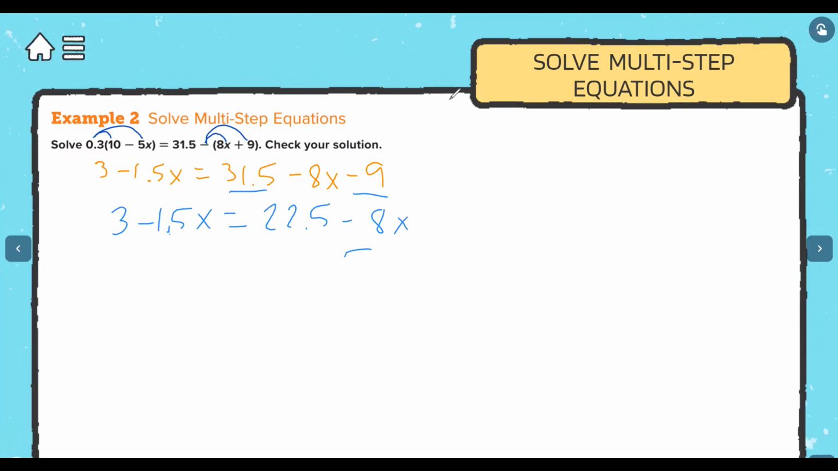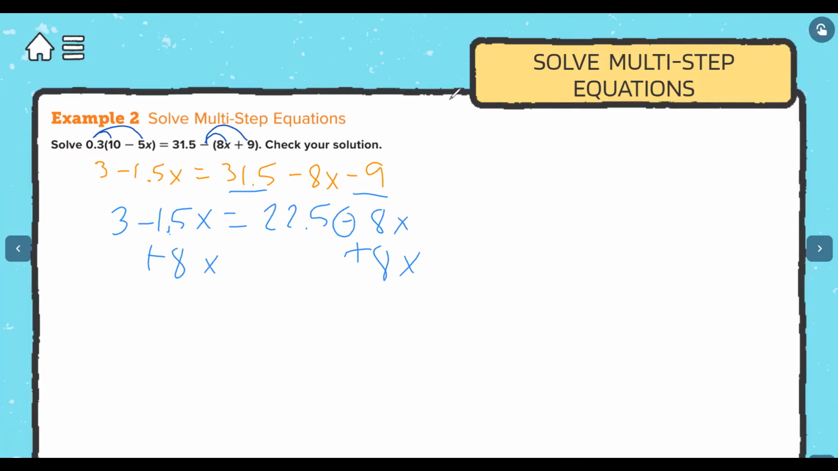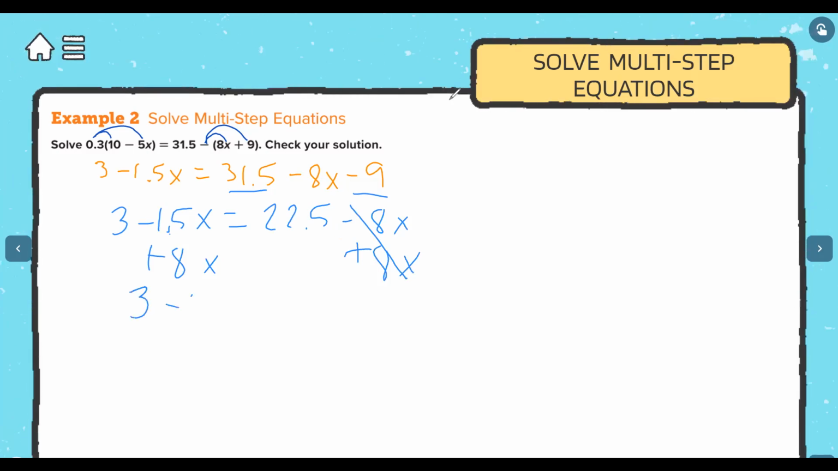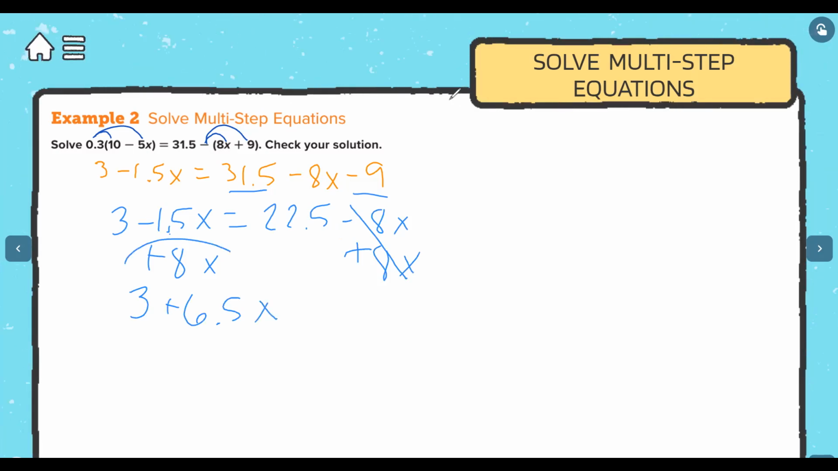What we're going to do is combine the ones that we can, or we're going to pass it to the other side. If it was a negative 8x, we have to put a positive 8x, so we can eliminate it. Now, 8x minus 1.5, we got 6.5, right? 3 minus 6.5x. Oh, it's going to be plus because this one's bigger, right? Negative 1.5 plus 8. The 8 is bigger than the negative 1.5, so that's why it makes it positive.